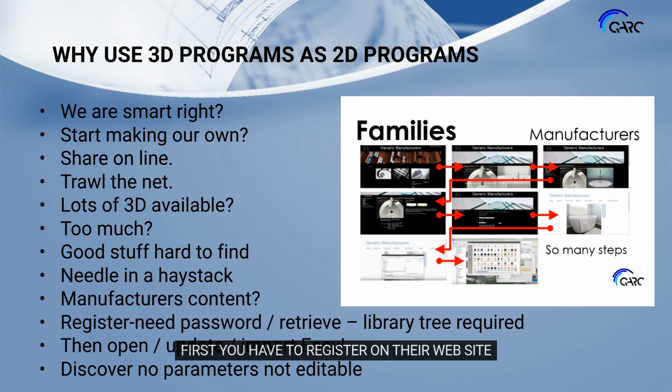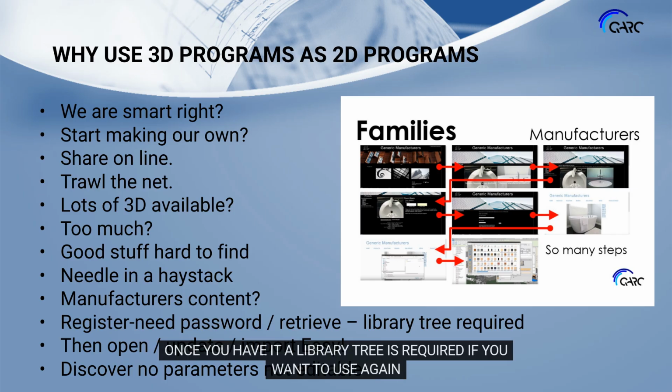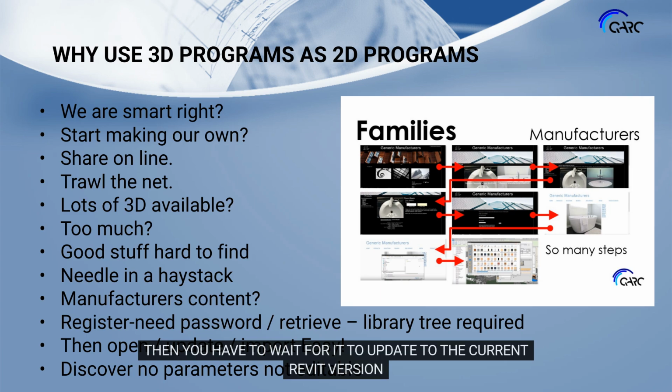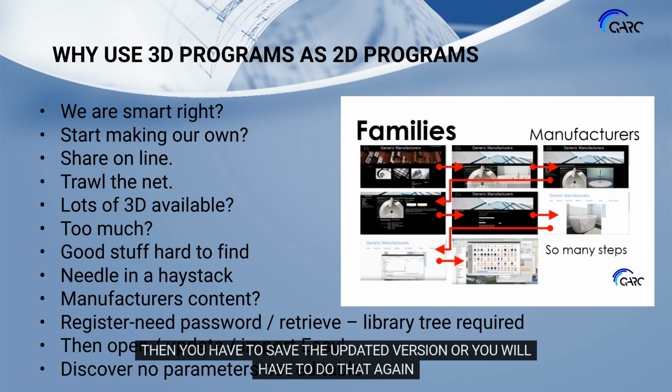First, you have to register on their website. Then you need a password. Then you have to retrieve the file, which is usually a zip file. Once you have it, a library tree is required if you want to use again. Then you have to open and unzip the zip file. Then you have to wait for it to update to the current Revit version. Then you have to save the updated version, or you will have to do that again.